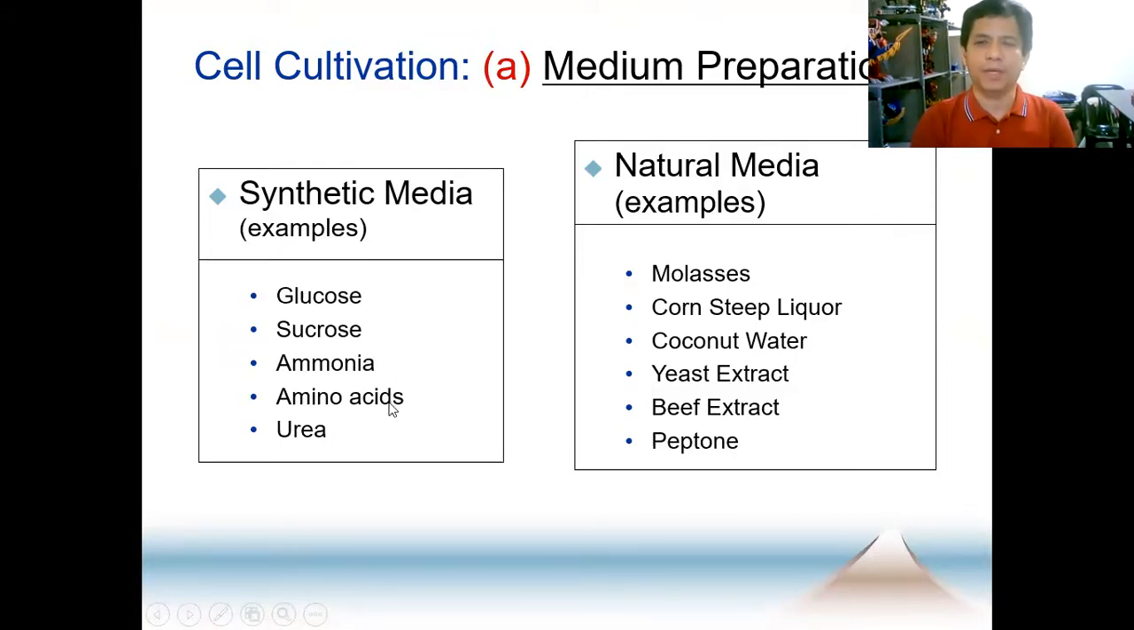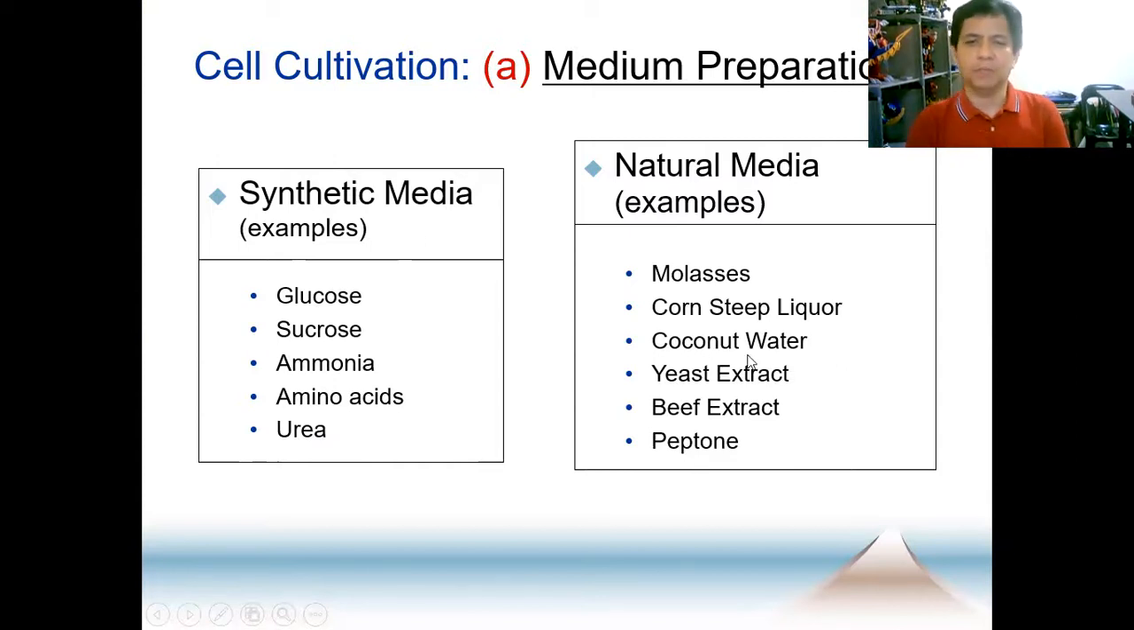Amino acid, depende sa amino acid, ano? Anong pinakasimpleng amino acid? Glycine. Anong R ng amino acid ng glycine? H lang, hydrogen lang, di ba? Of course, you have amino, NH3, and then the acid is COOH. Urea. Alam niyo naman yung structure ng urea, di ba? You have NH3 sa gitna. Tapos you have carbon, and another carbon on the other side of ammonia. Ano? Okay, basta alam niyo yung structure nito. Yun lang naman yun. Pag synthetic media.